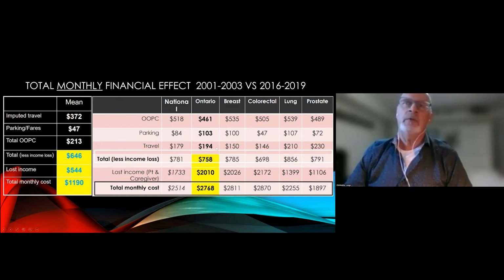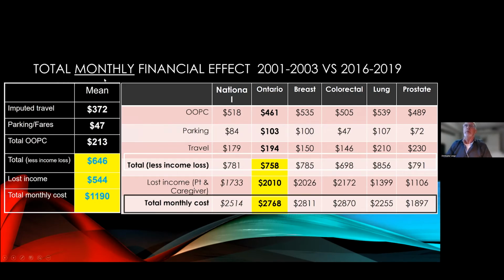I initially did this work for my PhD back in 2001 to 2003, and this area over here is the data we got from Ontario. You can see here the travel cost was about $400, parking about $50, and total out-of-pocket costs about $200. That adds up to about $646 per month, plus the lost income. Now, if you want to do a straight comparison, go over to the Ontario column. I didn't line these up quite right. The out-of-pocket cost was $213, now it's $461. The parking was $47, now it's $103. So this is a 15-year time period.